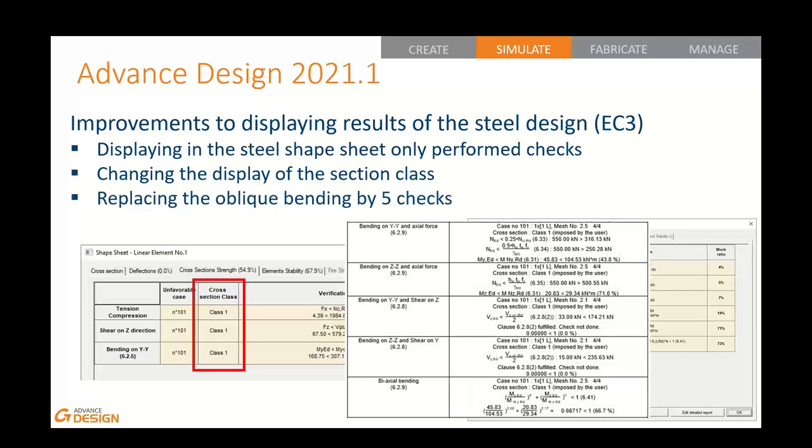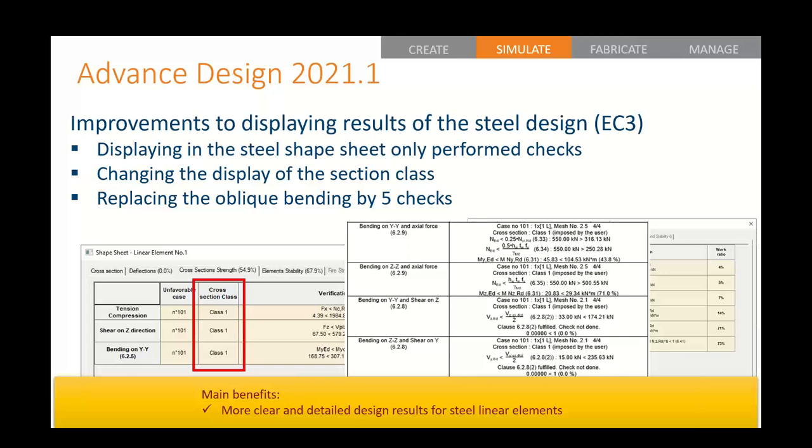Another change. Instead of one check called oblique bending, we now have up to five more detailed entries. So checks by bending moments with axial force, in both directions of bending moments, bending moments with shear forces, and the fifth is the biaxial bending check. In addition, there were changes to text in descriptions, in warnings, in formulas, and a number of paragraphs that are visible next to the formulas. That all makes the results from steel design more clear and much easier to check according to Eurocode rules. So in one sentence, now we have more clear and more detailed design results for steel elements.